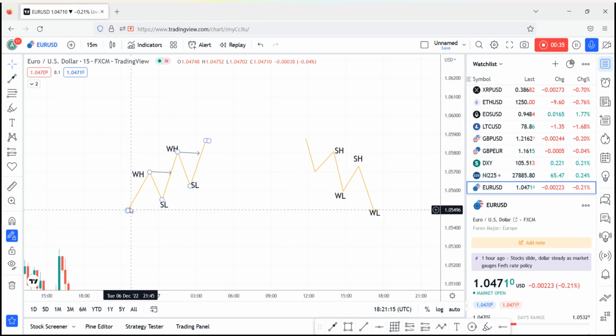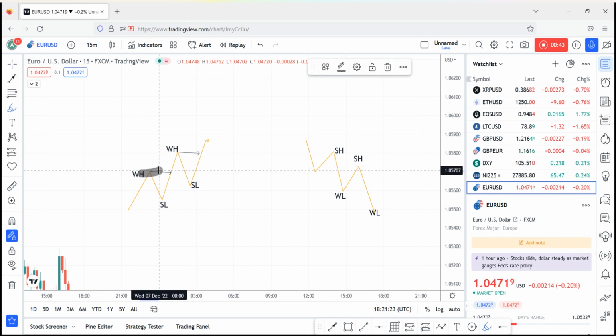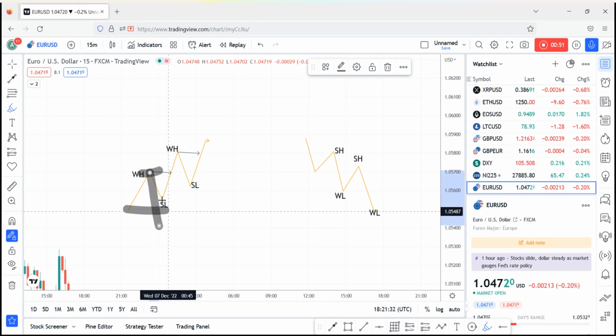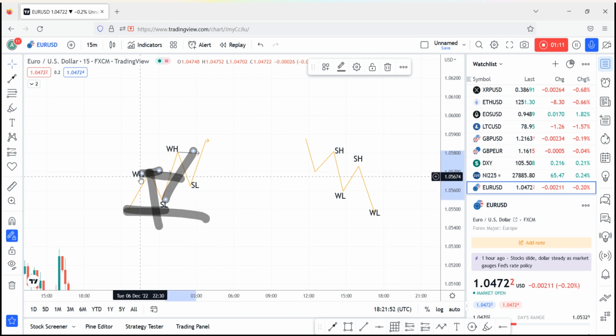So from here, price is in a bullish trend. Price made a break of structure from here, went to the upside, and we mark this as a weak high. Why? Because price didn't break the last strong low, right? If price made a break of structure from here and broke the last strong low, it would be considered the strong high. But what price did is went to the upside but didn't break the last strong low, and then again made a break of structure from here and went to the upside. So that's why we mark this as a weak high and mark this as a strong low.